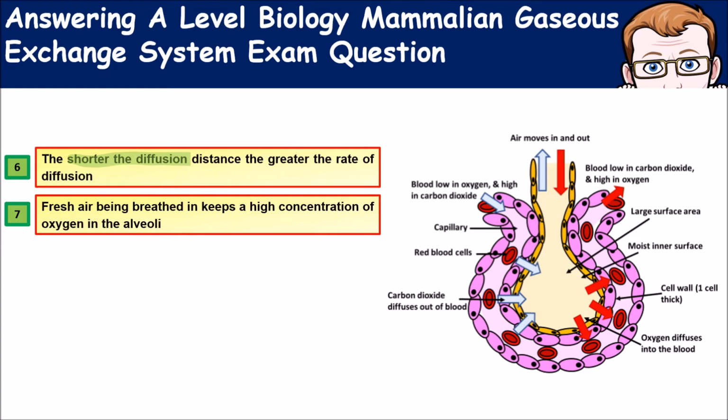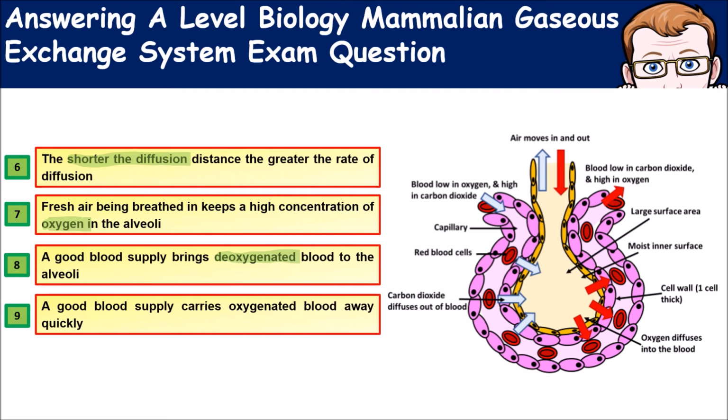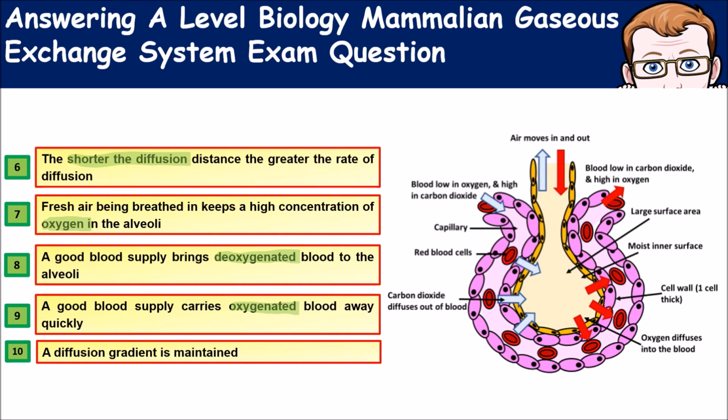Because there's good ventilation provided by the rib cage and diaphragm contracting and relaxing, that helps maintain a high concentration of oxygen inside the alveoli. So the oxygen inside the alveoli will always be higher than that in the blood. The good blood supply brings deoxygenated blood to the alveoli so we can get rid of carbon dioxide, and the oxygenated blood is carried away. So that diffusion gradient is maintained. That's a relatively important phrase to use.